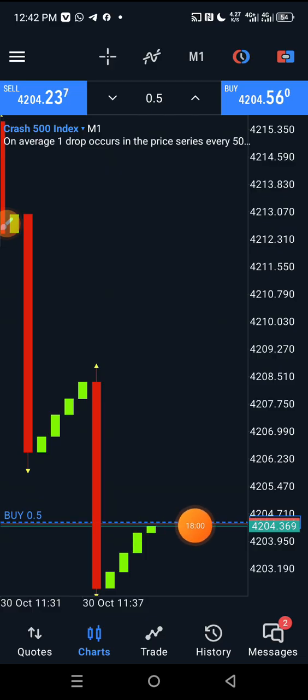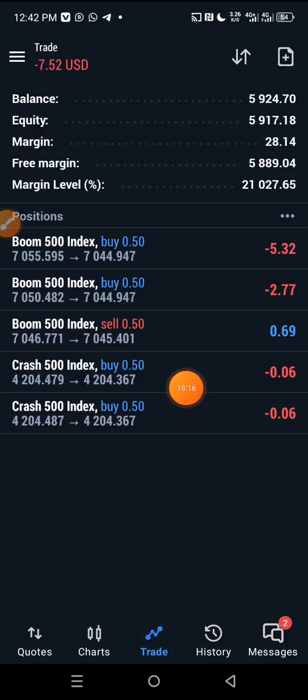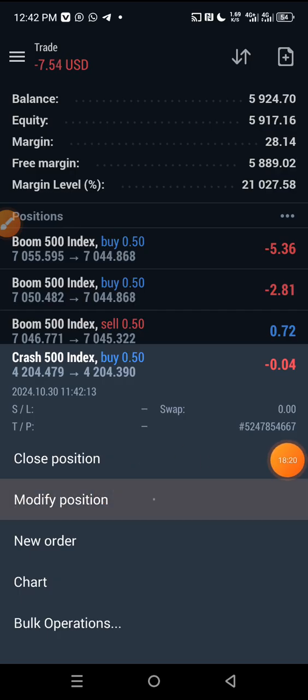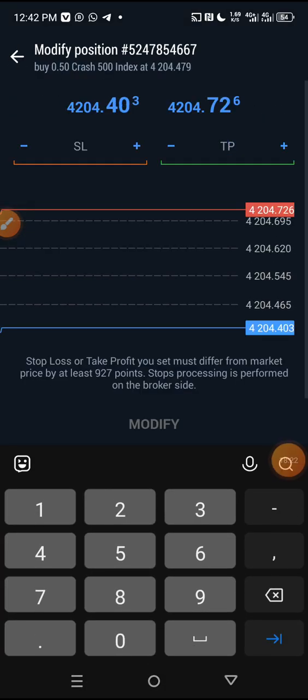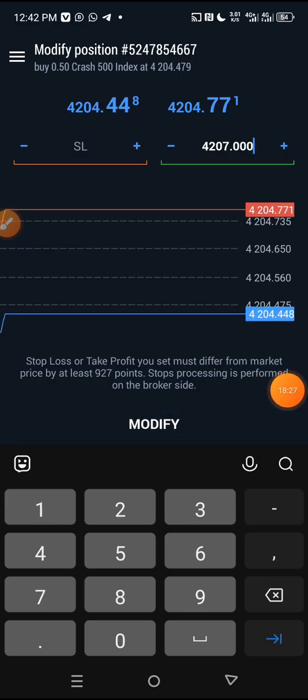Where are we putting our take profit? Look at our entry. Because we buy, our take profit should be above the price. Is that true? Yes, because that's what I have told you. As we buy now, we can set our take profit at 42.07. Let's go to one of the trades on crash. You press hold, come to modify position, you put 42.07. Are you seeing it? This thing is highlighted already. You modify it.